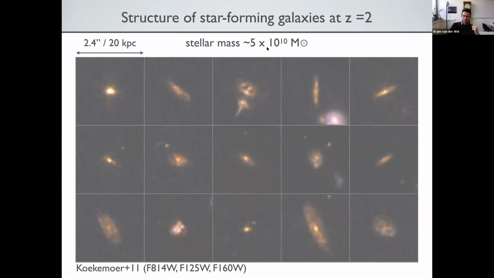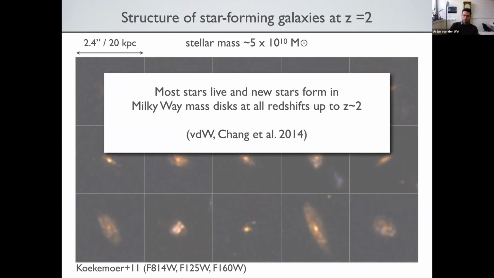Now these are star-forming galaxies. It's a combination of rest-frame UV and rest-frame optical images. So there are some exceptions here, here, notably, and here, but most of these galaxies are disks, right? Combined with the previous results I mentioned, this means that not only do most stars live in these L-star galaxies, they're disk galaxies, just like the Milky Way. They have different properties, but they're disks.